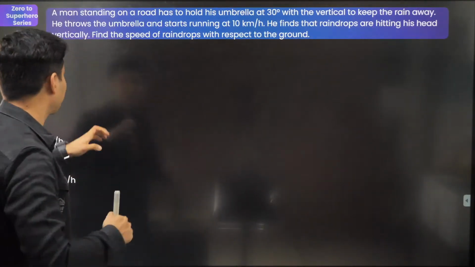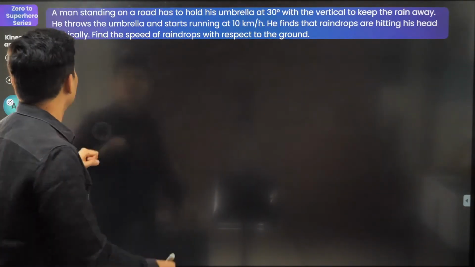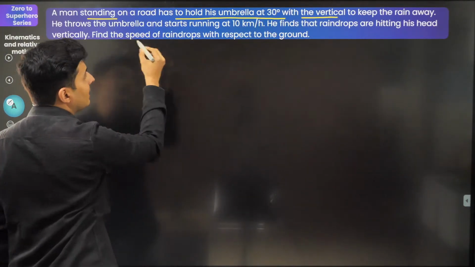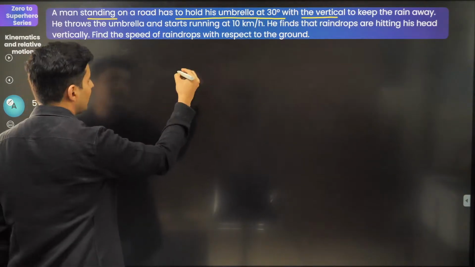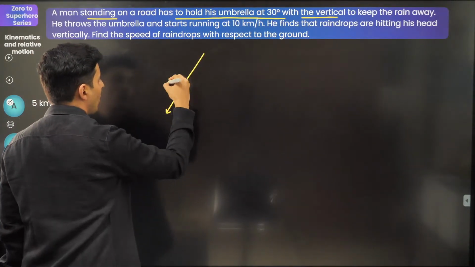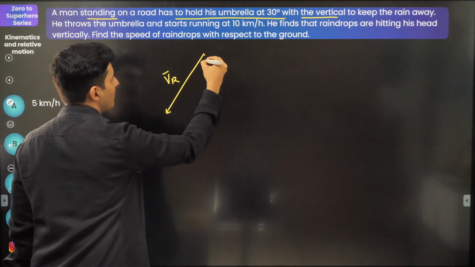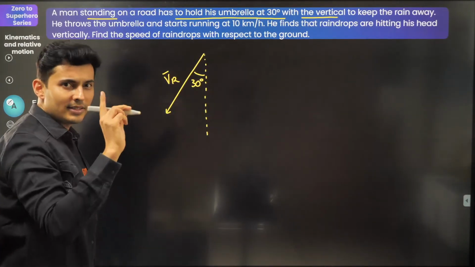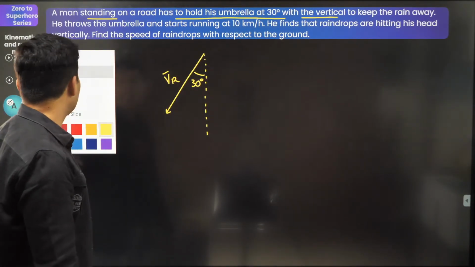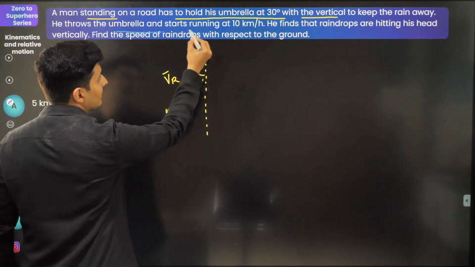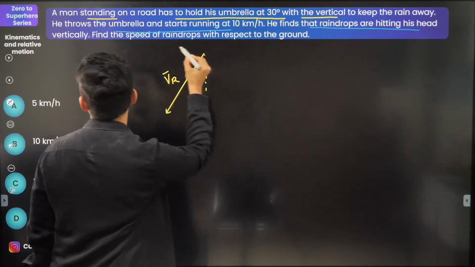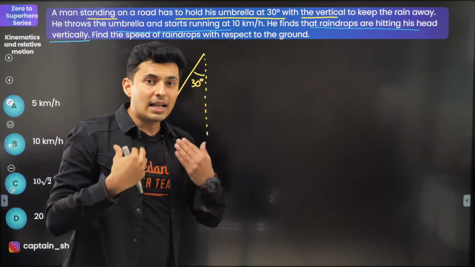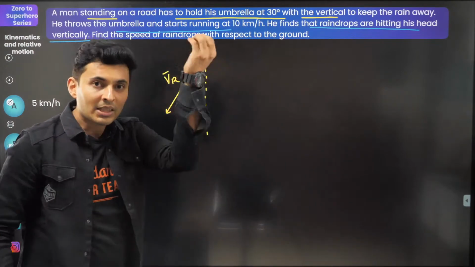Let's move on. First part says that he has to hold the umbrella at 30 degrees with respect to the vertical when he's standing. That means the velocity of the rain must be making an angle of 30 degrees with the vertical. That's the first hint. The second hint is when he runs, the raindrops are hitting his head vertically. That means the rain's velocity as perceived by the running person is vertical.